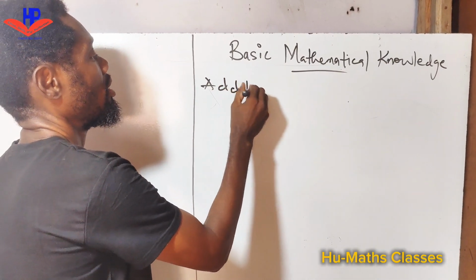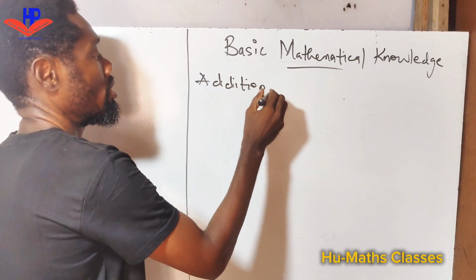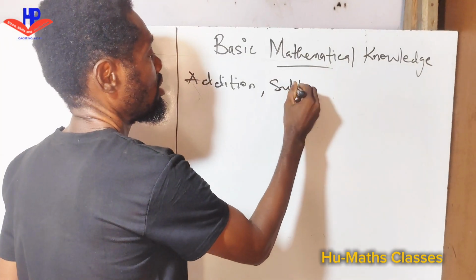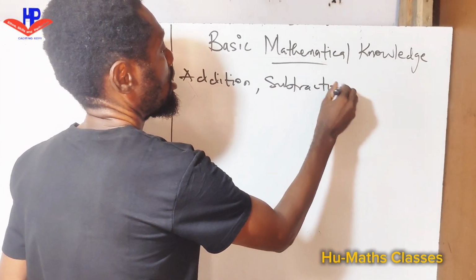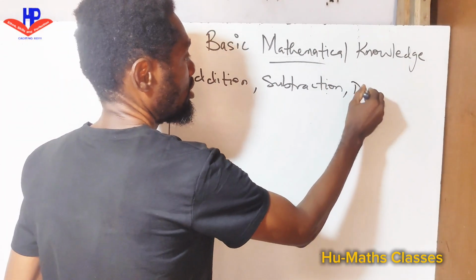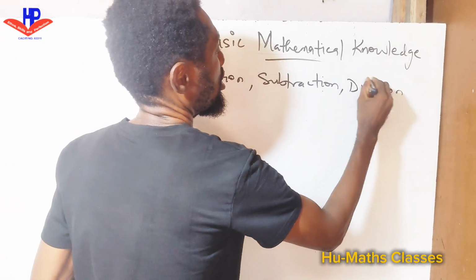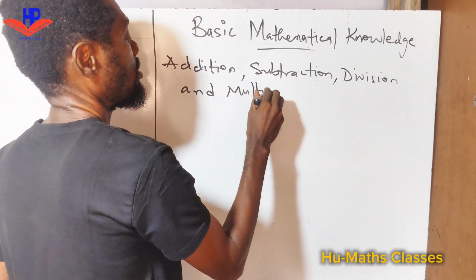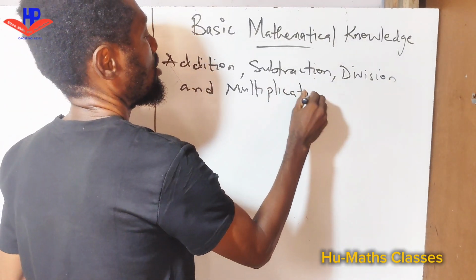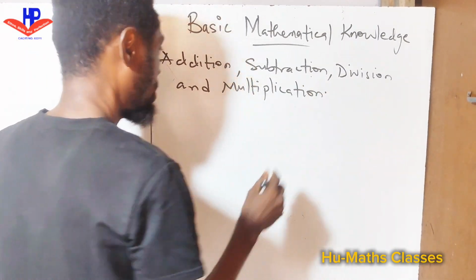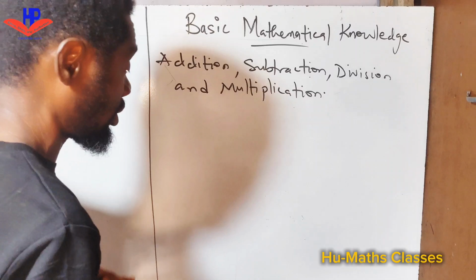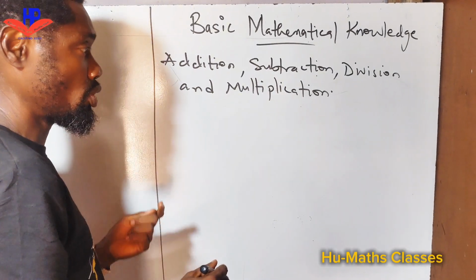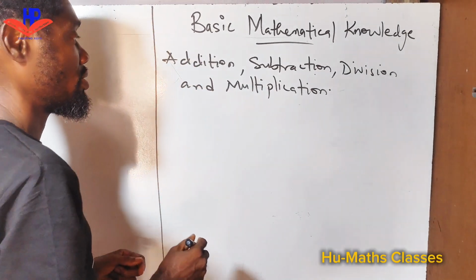addition, subtraction, division, and multiplication. These are 4 basic operations in mathematics, and we have other operations that have to do with roots or squares.